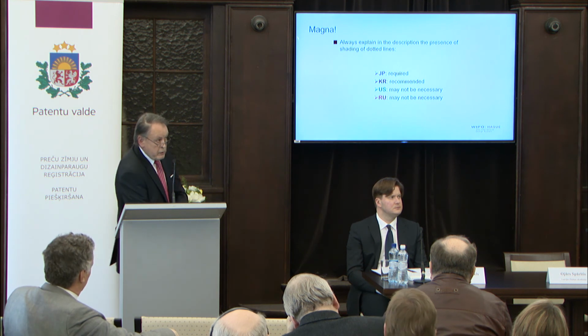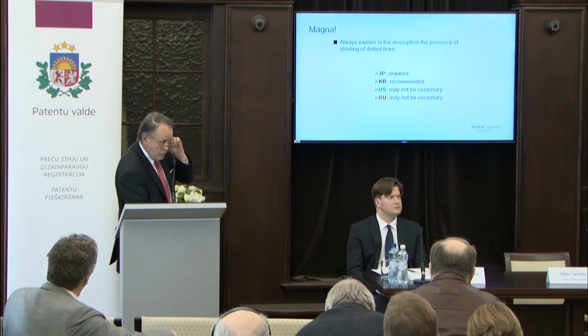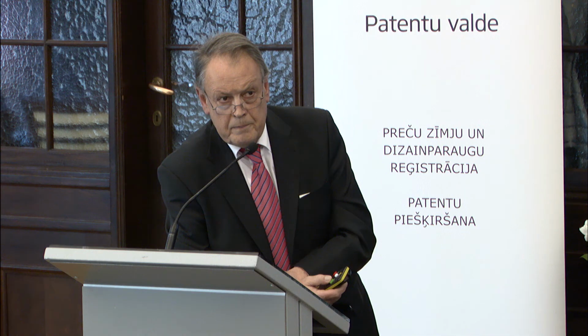Well, concerning the description, the presence of shading and dotted lines, as you know, this is a problem for many countries, especially now we are negotiating this subject with the Chinese IP office because they do not consider dotted lines like we do. But anyway, for Japan, it is required to indicate what dotted lines or shading mean. For the Republic of Korea, they clearly understand that this is a disclaimer, as for Russia and the USA as well.